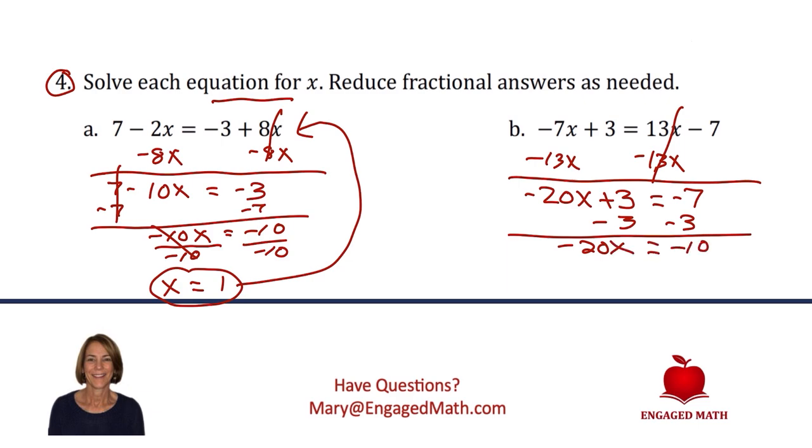Now, oftentimes students get confused at this point and just want to say, oh, x is 2. But I want you to show your work as you do these problems, because if you divide both sides by negative 20, which you have to do to turn that negative 20 over negative 20 into a 1, you now have 1x, and it's not equal to 2, it's equal to negative 10 over negative 20, which we know reduces to simply 1 over 2. And that is our final answer.